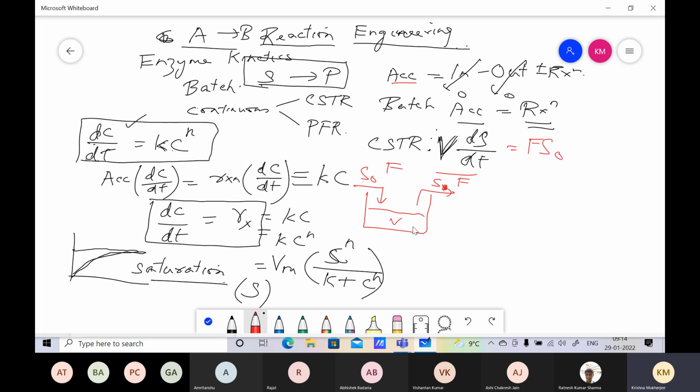The main argument of the CSTR is rather simple, which is that if it is an ideal CSTR, then S out is the same as the S inside the reactor, because it is a well mixed reactor. So for the CSTR, V dS by dt is equal to F S naught minus F S out, which is the same as F S, minus the reaction, because substrate is getting converted.